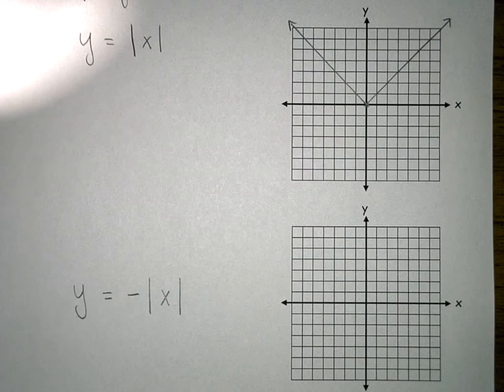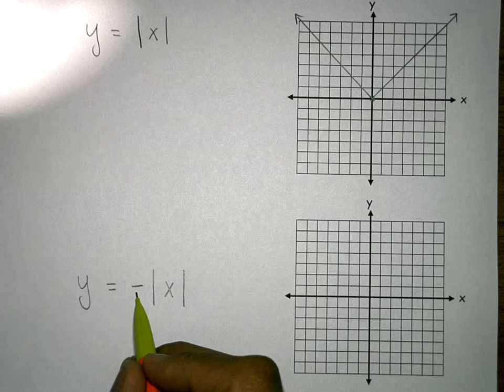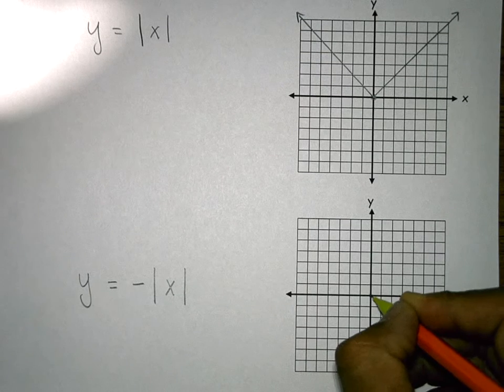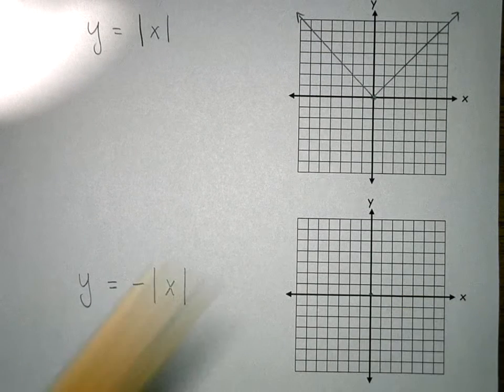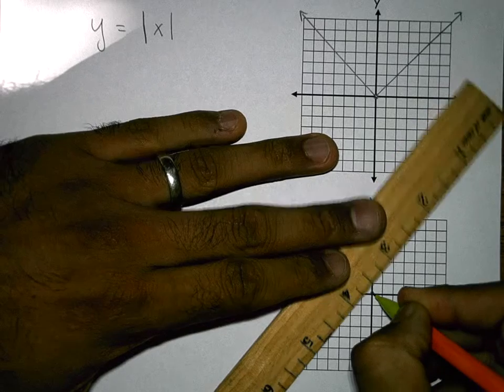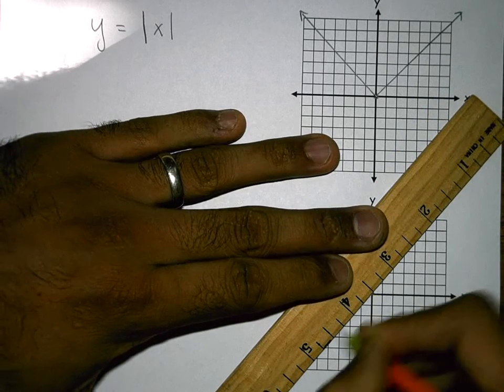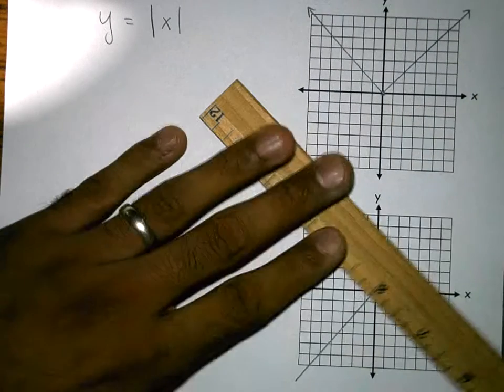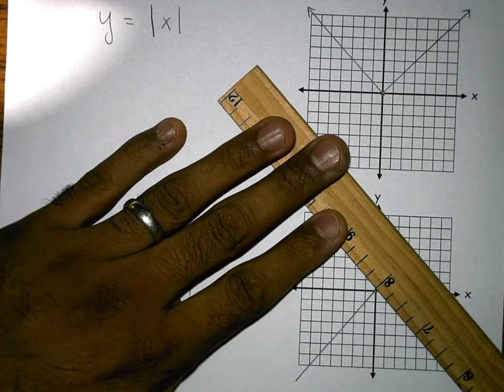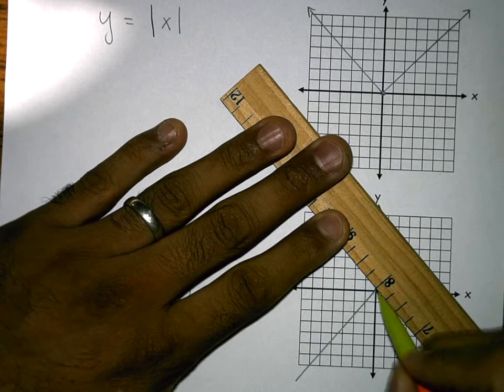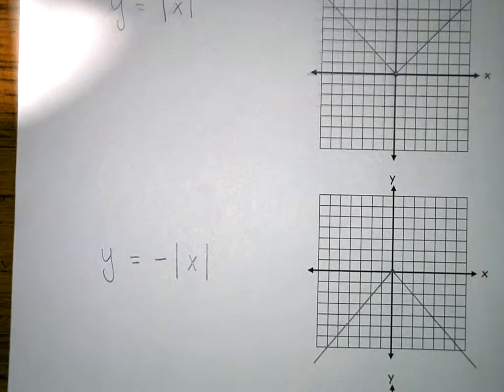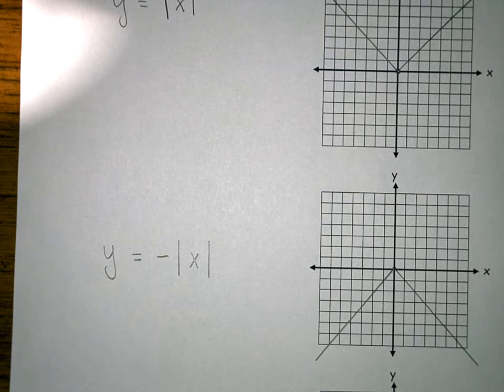So the first thing I have up here is, well, what happens if I put a negative sign? Well, what that does is it flips the function. So it still starts from the same spot. It just goes in the opposite direction. So a negative sign flips it upside down. That's all a negative does.